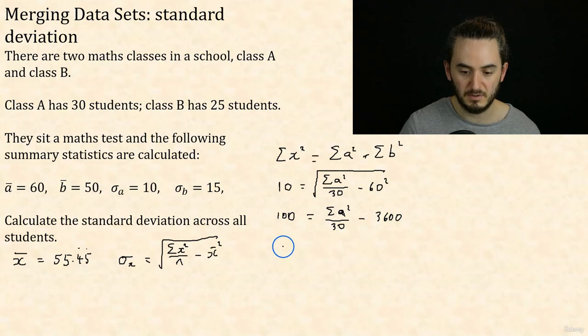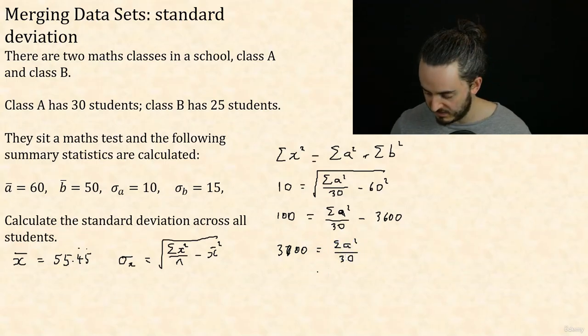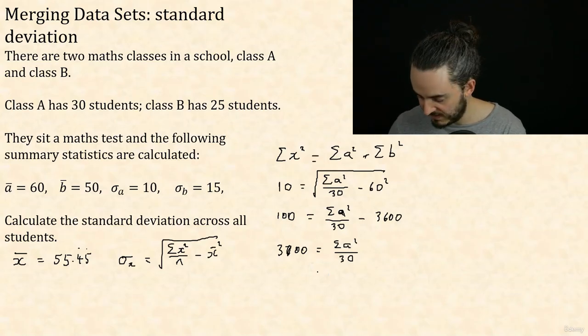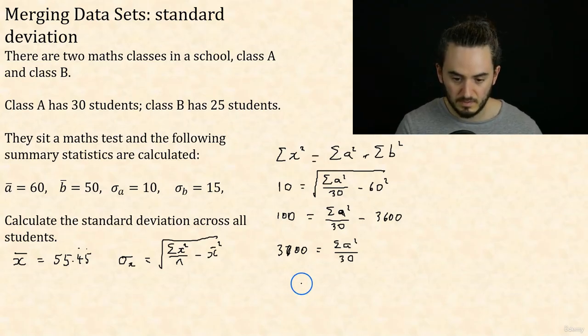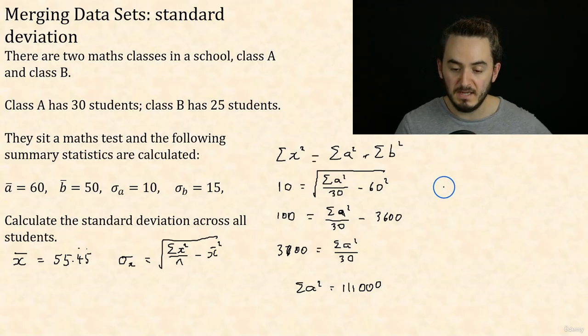So if I add that to both sides, I get 3,700 equals the sum of the squared scores for A over 30, and if I multiply both sides by 30, I get 3,700 times 30 is a delightful number, 111,000.